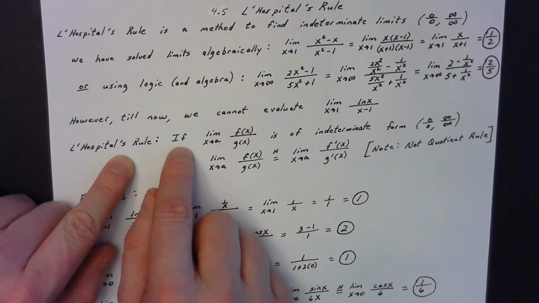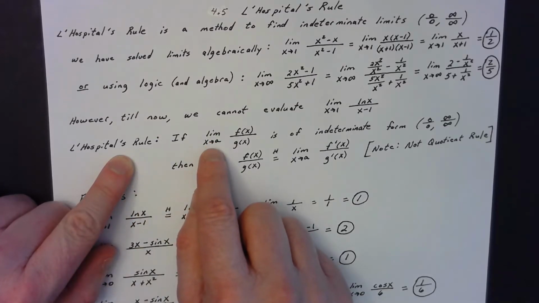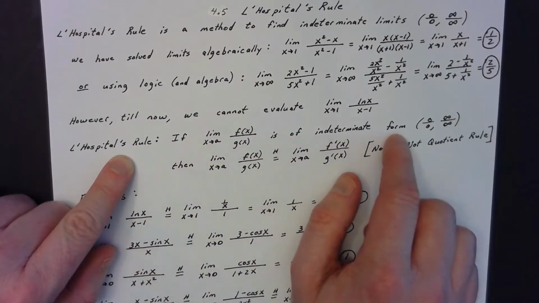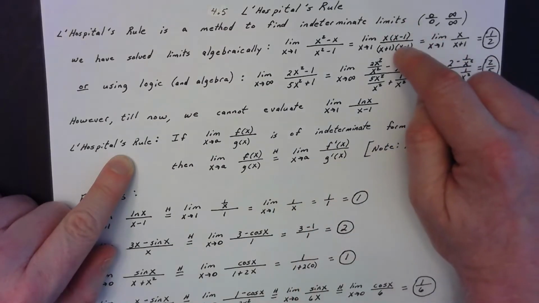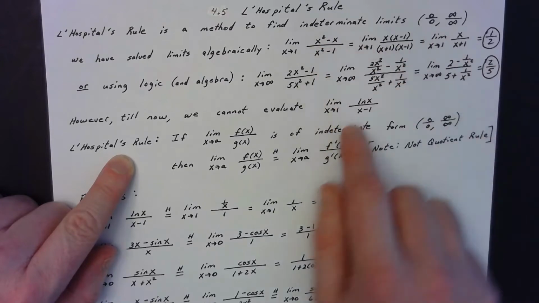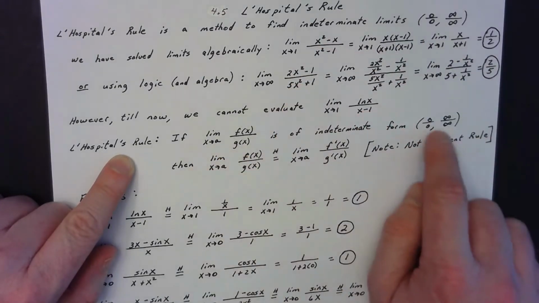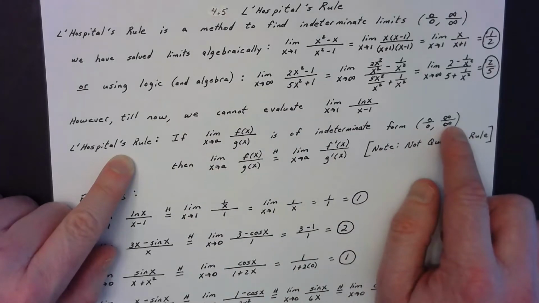L'Hospital's Rule states that if a limit as x approaches a of f of x over g of x is of indeterminate form... What do I mean by indeterminate form? Just like you saw up here. This one was 0 over 0 when you tried to plug in the 1. This one would have been infinity over infinity when you tried to plug in the infinity. Both of those are called indeterminate forms. They may or may not have an answer to the limit.